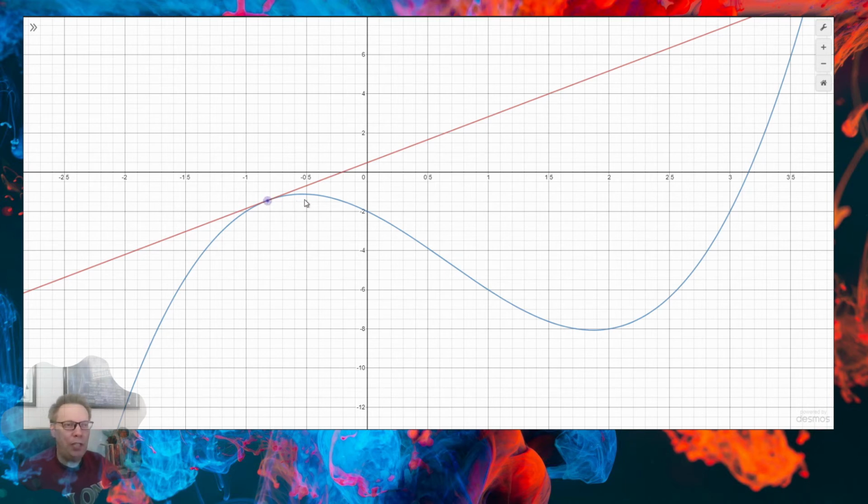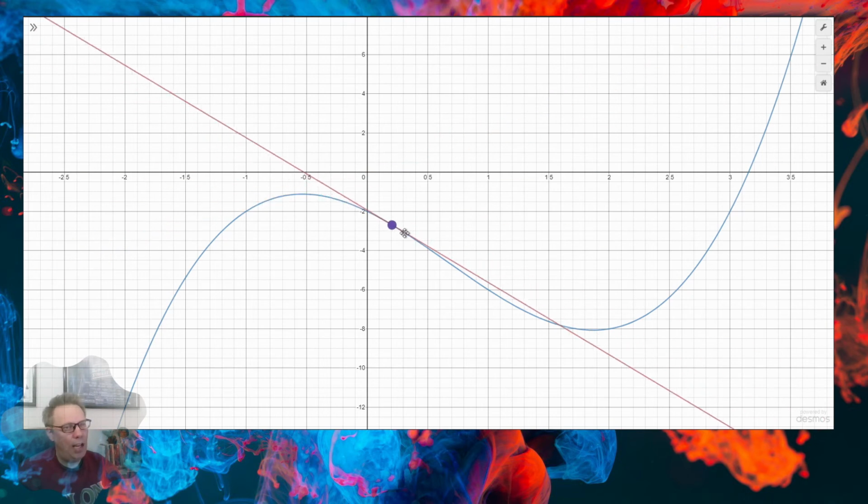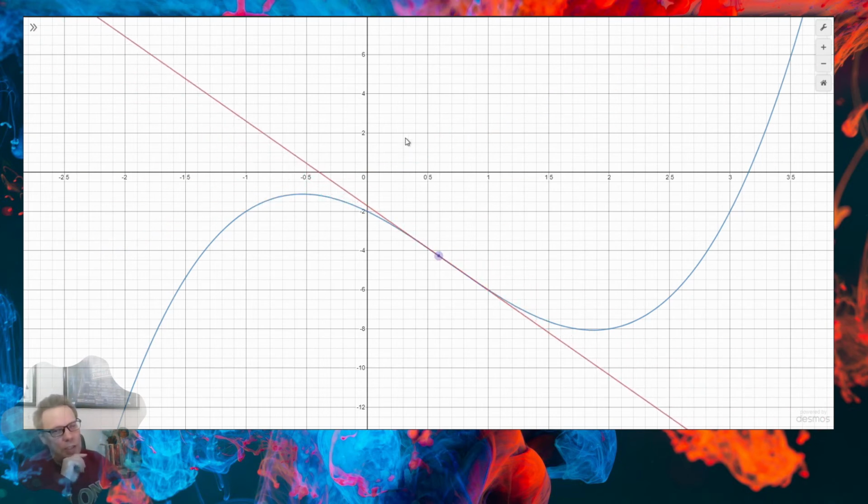So what happens between concave down and concave up? Do you remember what that was called? It's called the point of inflection. If I put our tangent point at the point of inflection, we see that the tangent line cuts the curve. It goes through the curve. On one side, it's above the curve, and on the other side, the tangent line is below the curve.